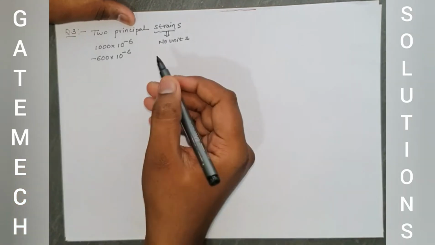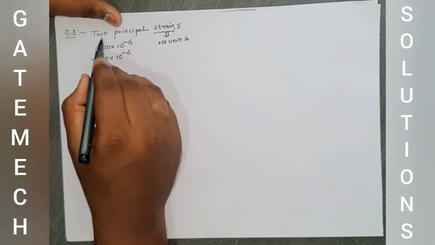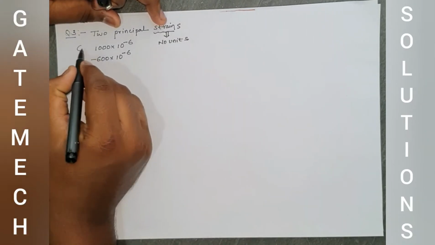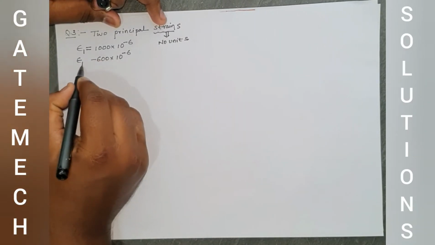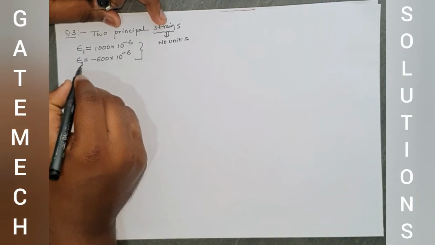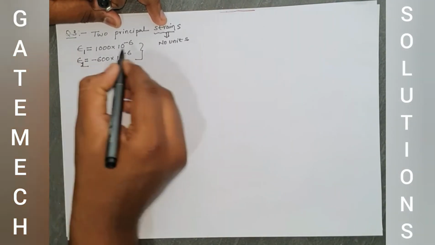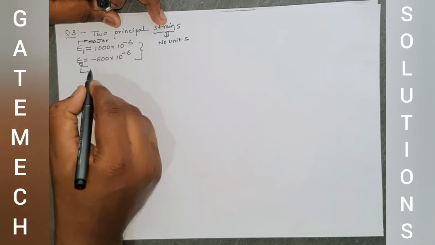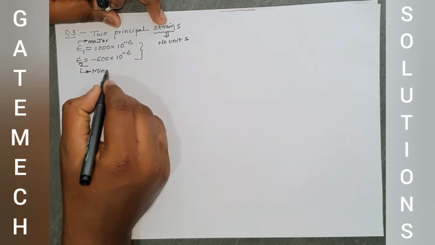But the point is, between these two, which one will be the major principal strain and which one will be the minor principal strain, we need to know. So 1000 I am taking as epsilon 1, minus 600 I am taking as epsilon 2. So epsilon 1 will be major, epsilon 2 will be minor principal strain.